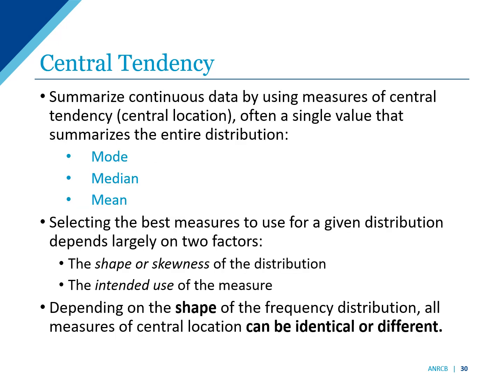We summarize continuous data by using measures of central tendency or central location, which are often a single value that summarizes the entire distribution. These measures include mode, median, and mean. Which measure we use for a given distribution of a variable depends largely on the shape or skewness of the distribution and the intended use of the measure. Depending on the shape of the frequency distribution, all measures of central location can be identical or different.